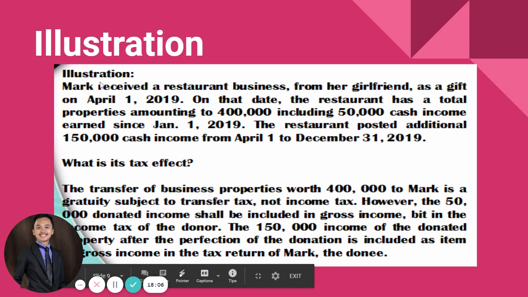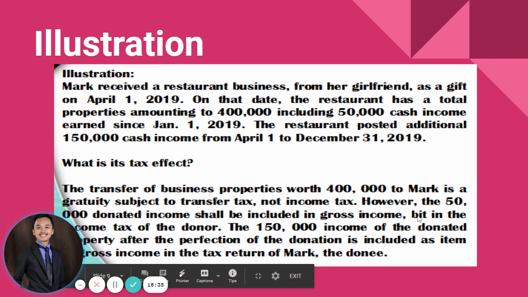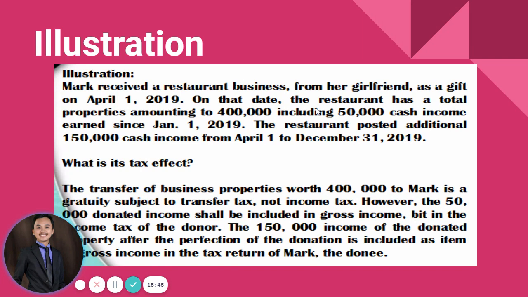Okay, so the transfer of business properties worth 400,000 to Mark is a gratuity. When you talk about gratuity, guys, it is transferred without consideration. So it could be through an estate or through a gift, subject to transfer tax, and therefore not an income tax. However, the 50,000 donated income shall be included in the gross income, but in the income tax of the donor. Okay, so who is the donor here? It's the girlfriend. Okay, for example, in this case, all the properties of the restaurant including the 50,000 cash were included in what was given to the boyfriend.